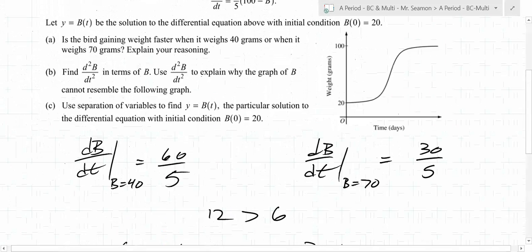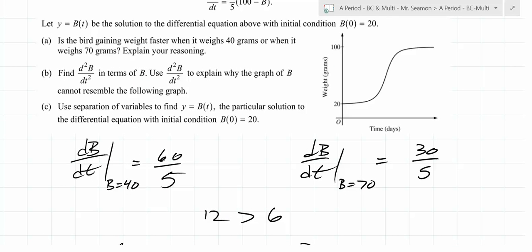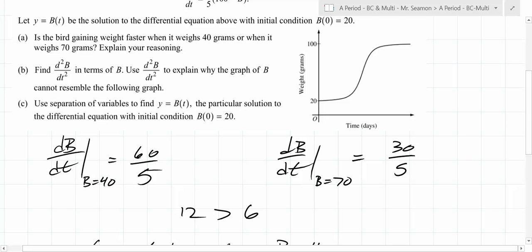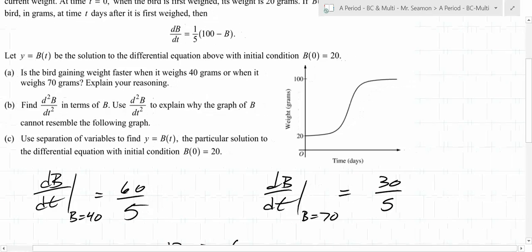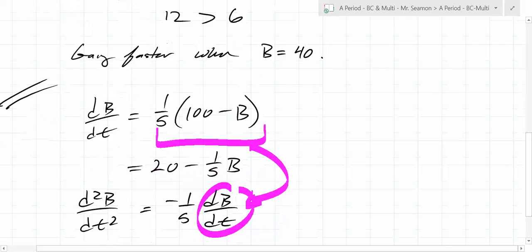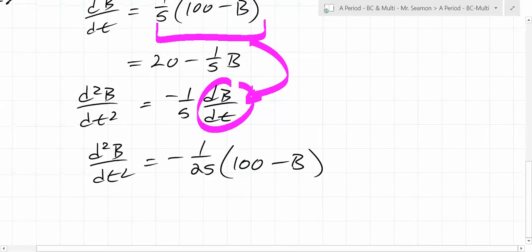Then it says right here, use the second derivative to explain why the graph of b cannot resemble the following graph. It has to be all the way concave down.